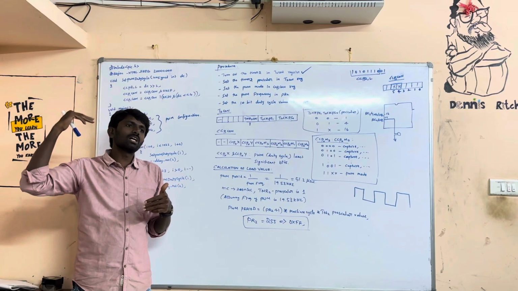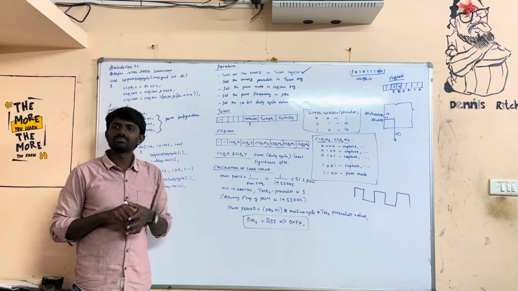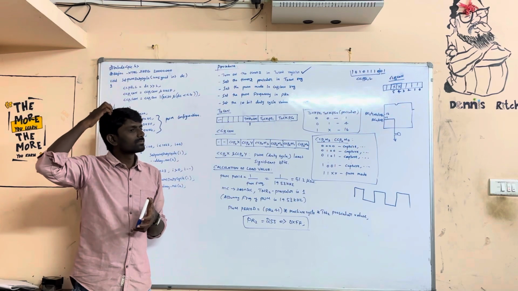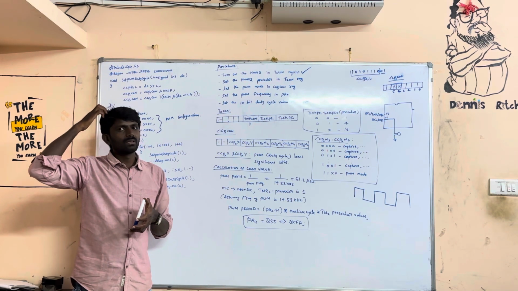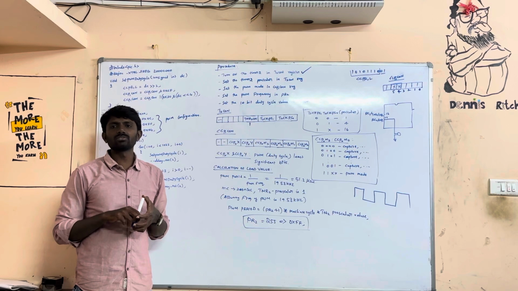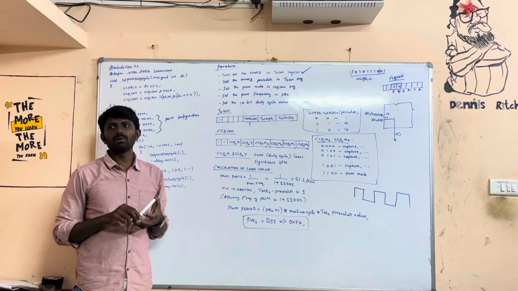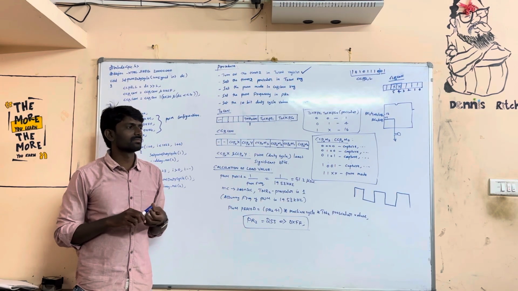In timer 0, what prescaler did we set? Anybody able to recollect? When we used timer 0, what prescaler rate did we set?